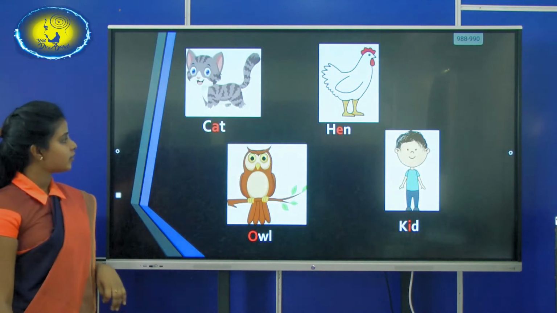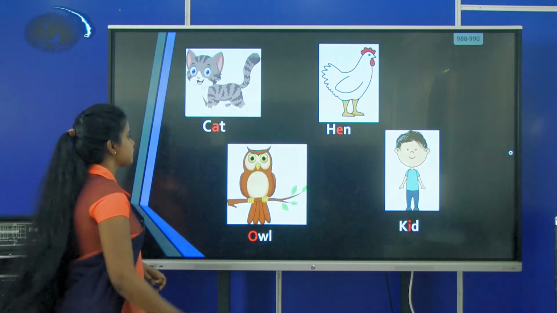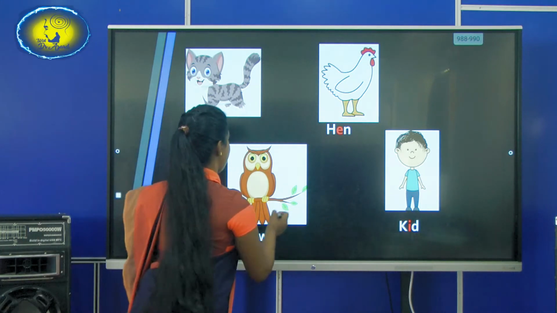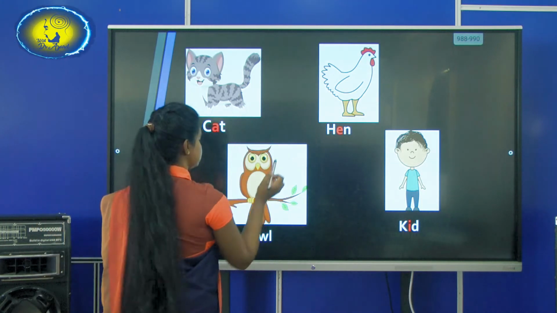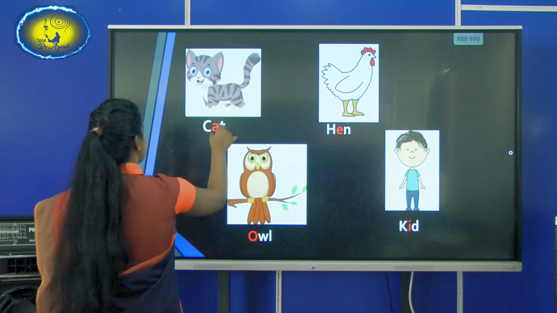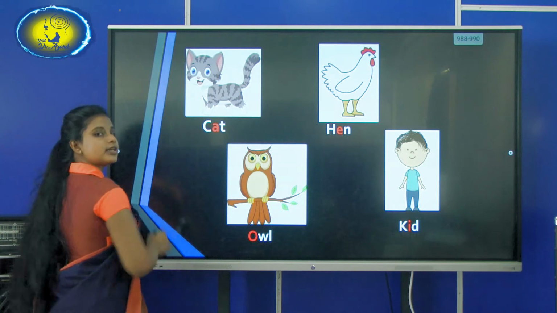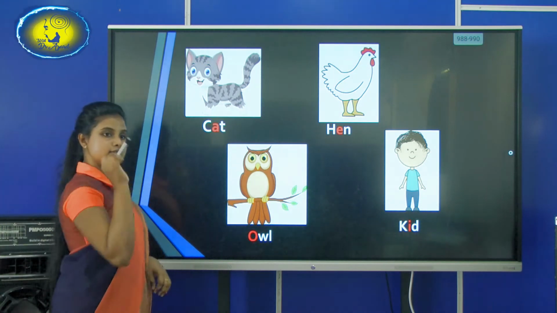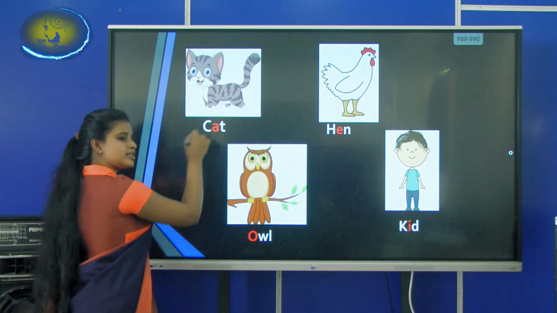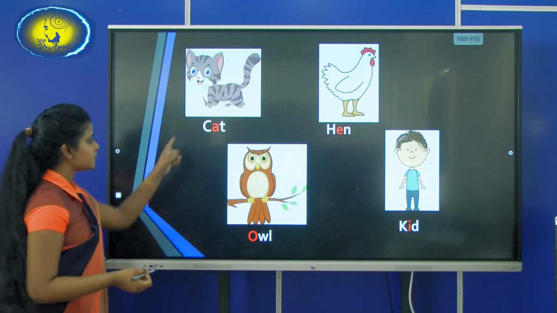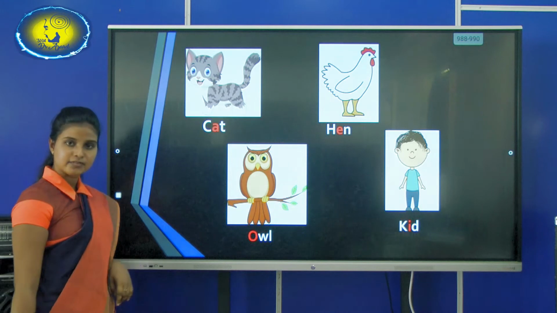Next, here I have given some pictures for you all. First, can you repeat after me? Cat, hen, owl, kid. Again children, cat, hen, owl, kid. First picture, cat. C-A-T, cat. You know how to write cat? C-A-T, cat. So children, what is the vowel letter here? Can you guess? Yes, obviously it is A. A is a vowel letter.